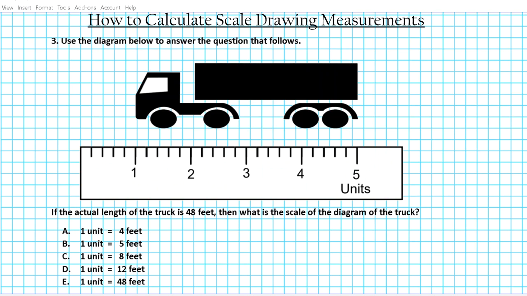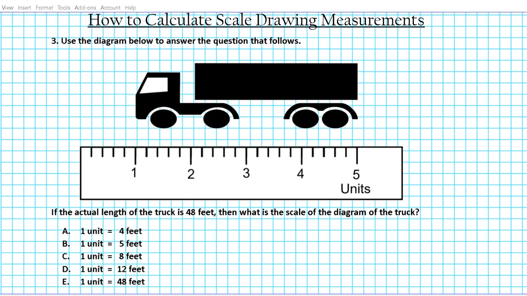All right, in question number 3, you're going to be assessed on how to calculate scale drawing measurements. Question 3 reads, use the diagram below to answer the question that follows. So we have a ruler here, and we have a model of a truck, and the question reads, if the actual length of the truck is 48 feet, then what is the scale of the diagram of the truck? What is the scale that can be used to convert the measurements on paper to the actual dimensions of the truck? All right, so you need to be careful here.